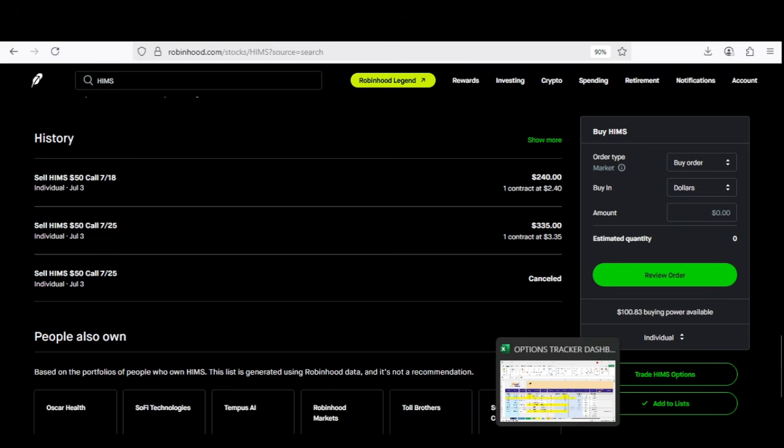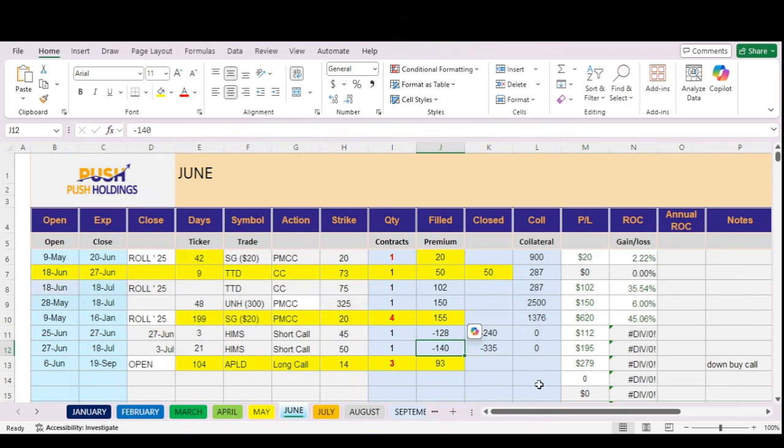Now let's go back into the dashboard to see the total gains and losses. Before I show you the total gains or loss for the month of June, I'd like to let you know that this is going to be my last update for June. I will not be making these videos anymore. I've just added a new experiment to my portfolio where I'll be doing some buy calls, so I will be making more videos about these buy calls.